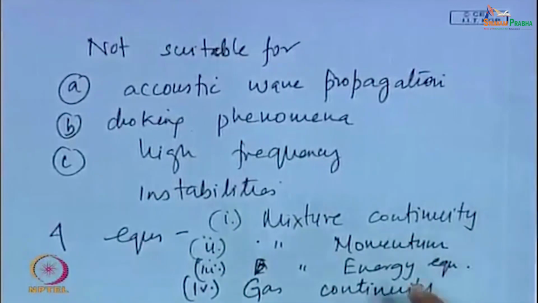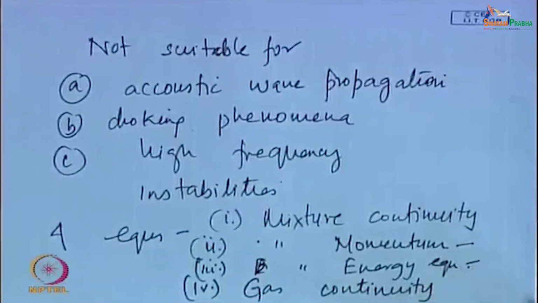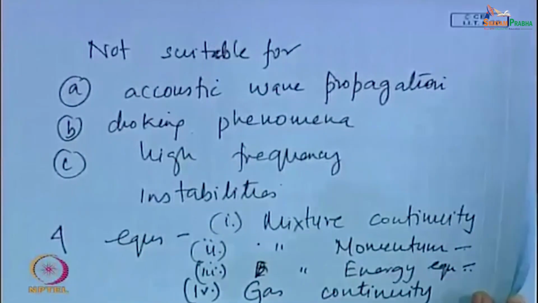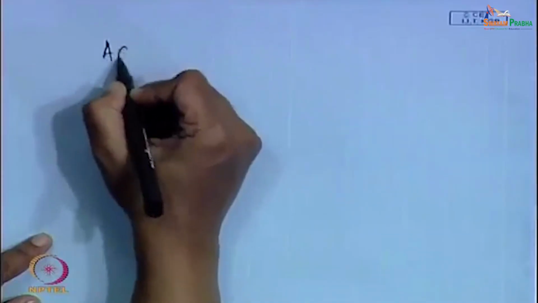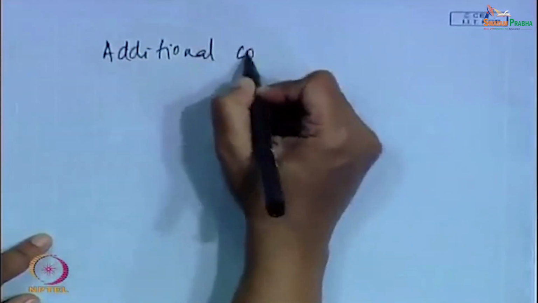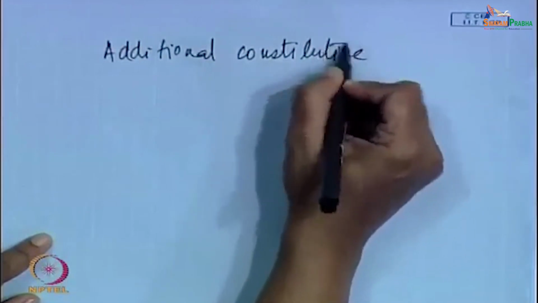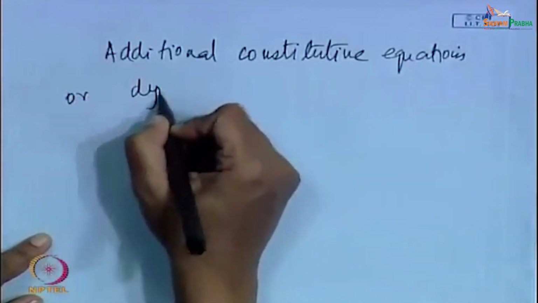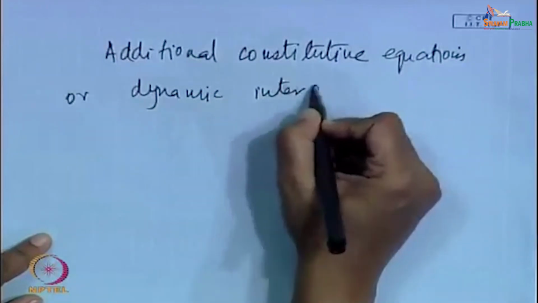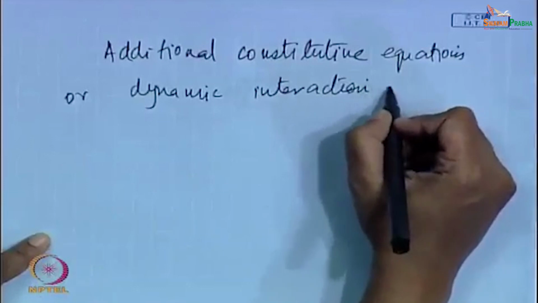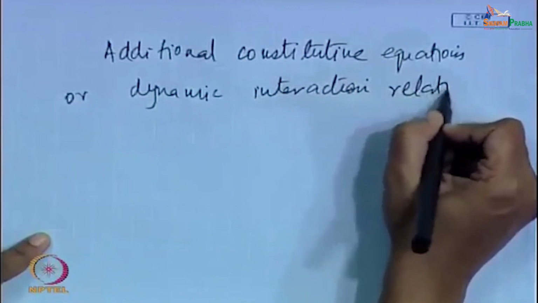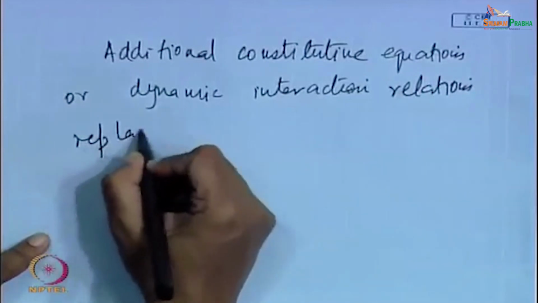And what are the equations that we have eliminated? We have eliminated one momentum equation and one energy equation in this particular case. Okay. And since we have eliminated two equations, we need to substitute these with additional constitutive equations or dynamic interaction relationships. Since we have eliminated these two, we have definitely considered the relative motion. So, either we have to give additional constitutive equations or we have to give some dynamic interaction relations, replaced by constitutive laws.